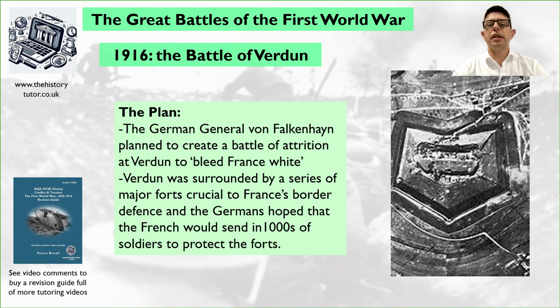So the plan was, from the Germans, that they would create a battle of attrition at Verdun to bleed the French white. So General Falkenhayn said. Verdun was surrounded by a series of major forts crucial to France's border defence. The Germans hoped the French would send in thousands of soldiers to protect the forts.